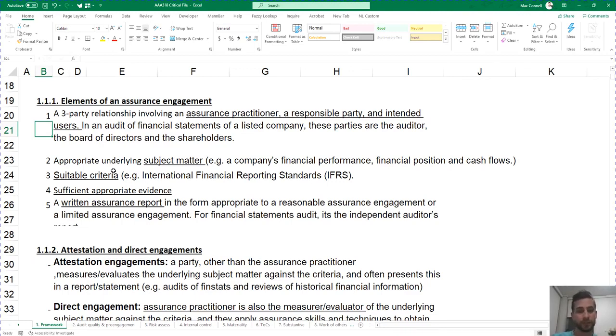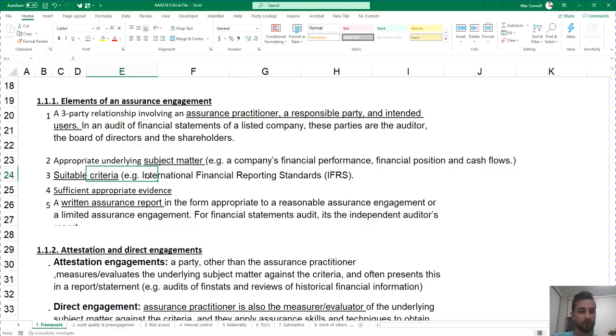These are the sets of rules that determine how you account for something. So the suitable criteria doesn't necessarily need to be IFRS. This is just the commonly used one from the lens of auditing financial statements. But you could have an assurance engagement which is something completely different to financial.